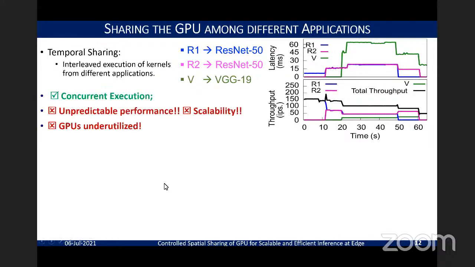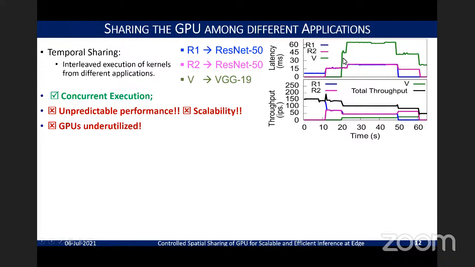We conducted an experiment with three different models: ResNet-50 as the inference R1 and R2, and another model, VGG. We time step these inferences. To begin with, we start with R1, and after 10 seconds, we launch another instance R2, and after another 10 seconds, we launch V.